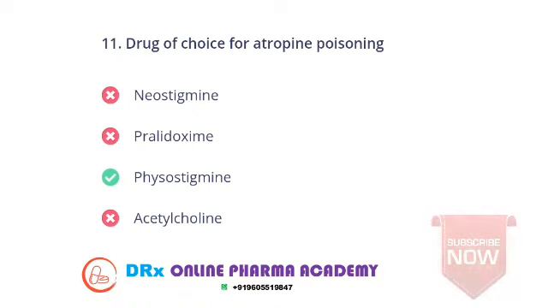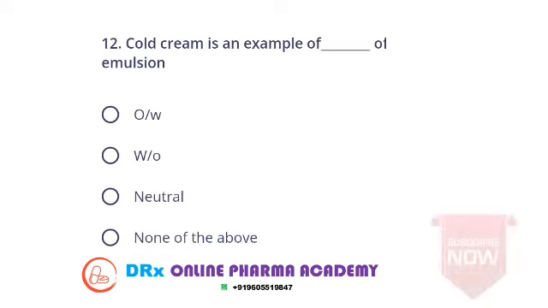Next question. Cold cream is an example of dash of emulsion. The options are oil in water, water in oil, neutral, none of the above. And the answer is water in oil. Cold cream is an example of water in oil emulsion.